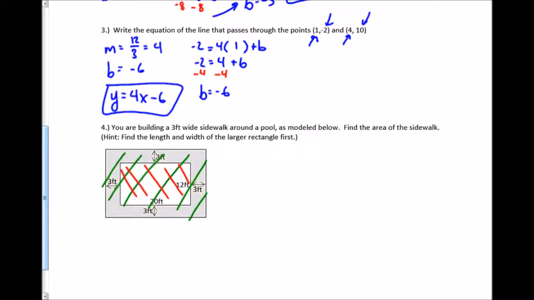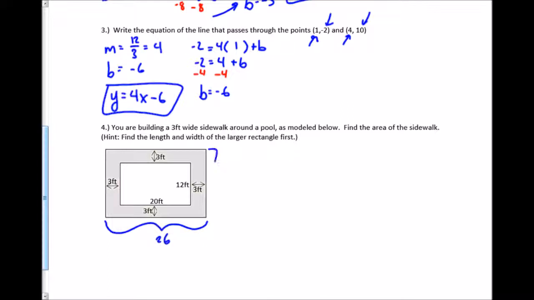So when I look at the overall picture of this thing, if I want the area of the whole thing, this entire side right here, the pool is 20 feet wide, and then there's 3 feet on each side, which is a total of 26. Here, this guy is 12 feet wide, plus 3 feet on each side, which is a total of 18. So the area of the whole thing, again, is length times width. And then I want to find the area of just the pool, length times width. And then essentially I'm going to subtract these two things.